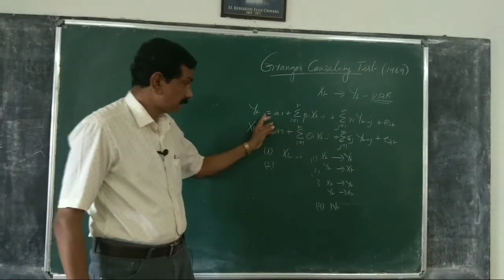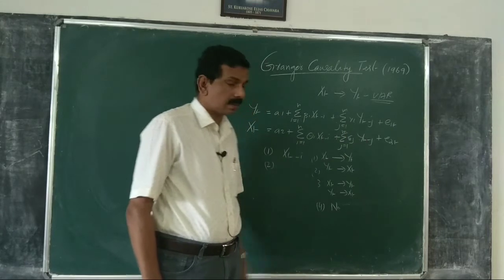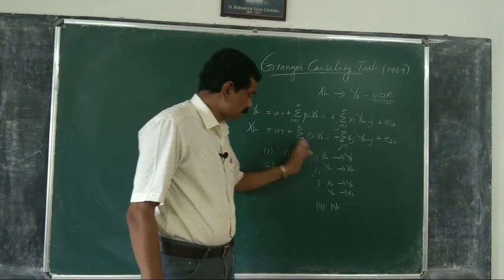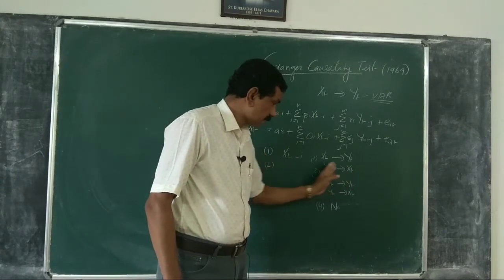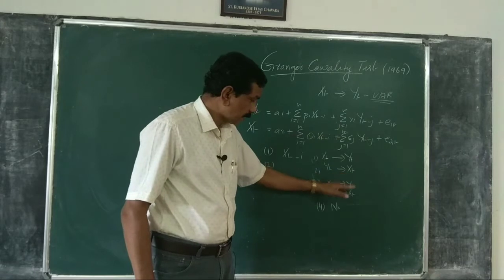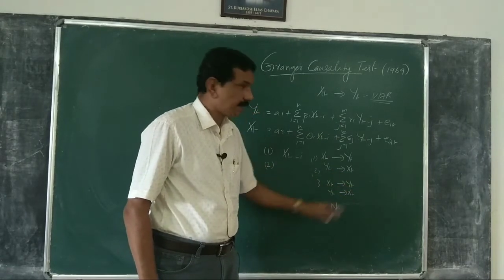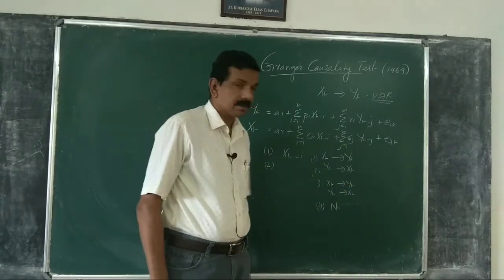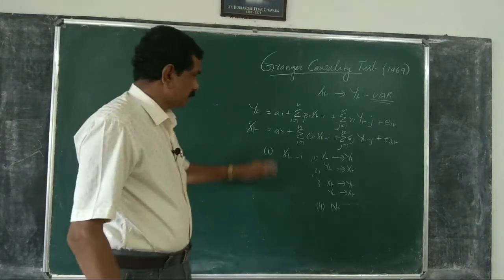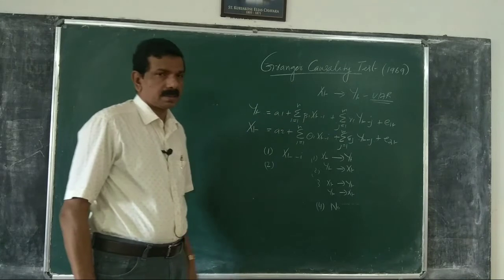In the first, there is unidirectional causality from xt to yt. Second, unidirectional causality from yt to xt. In the third, bidirectional causality between xt and yt. And in the fourth case, there is no causality. Now let us see what are the steps in testing it.